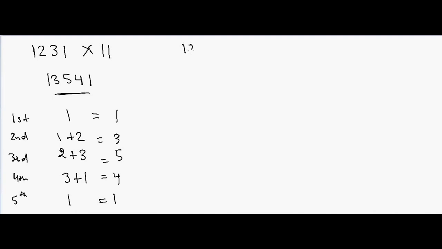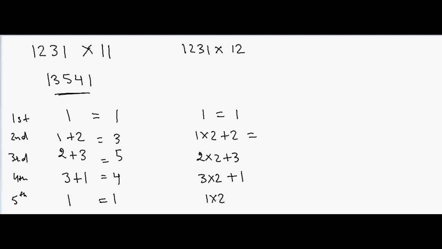Again, if I have 1 2 3 1 and I want to multiply by 12, here we have 1, then we have 1 into 2 plus 2, then we have 2 into 2 plus 3, 3 into 2 plus 1, and 1 into 2. So that will give me 4, this will give me 7, 7, 2. So the answer is 14772.